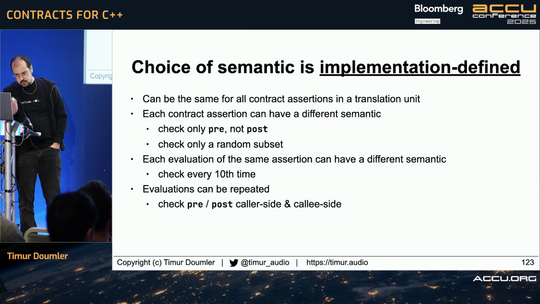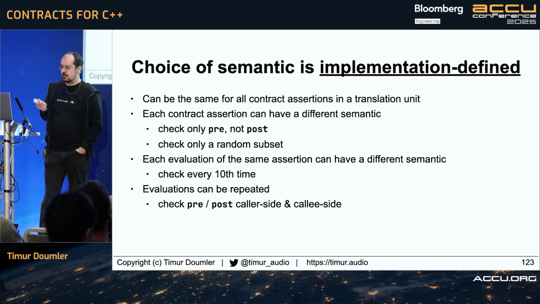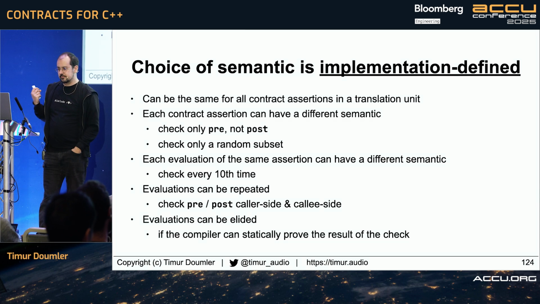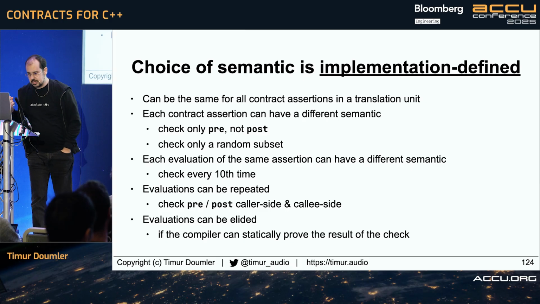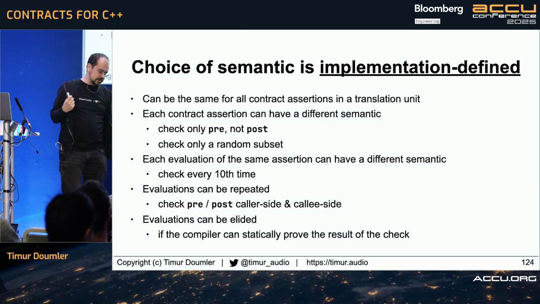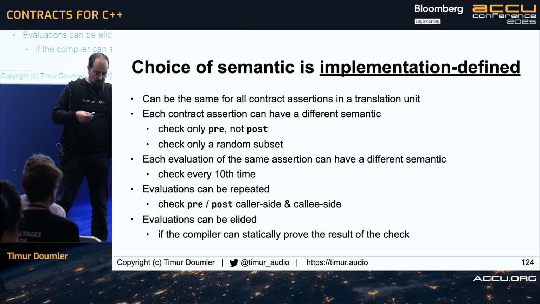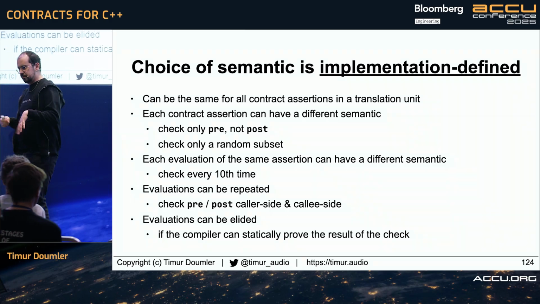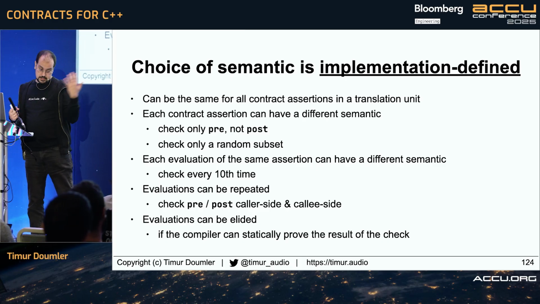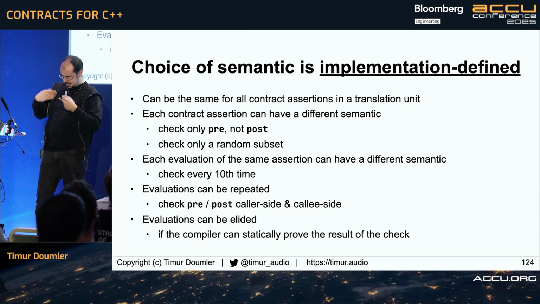And also, you might want to allow to have them elided. In particular, if the compiler looks at an assertion and it says, okay, well, I know that this is always going to be true or always going to be false, it should be allowed, and it is allowed in C++26, to then not actually perform the check.